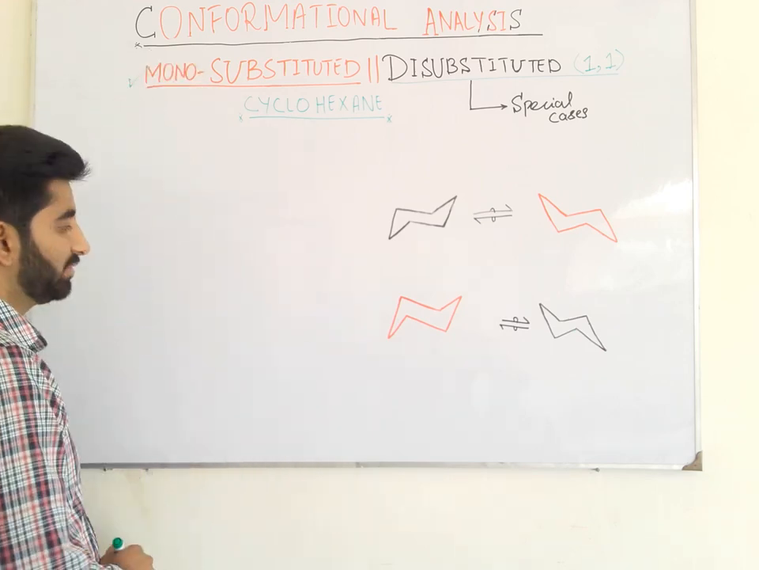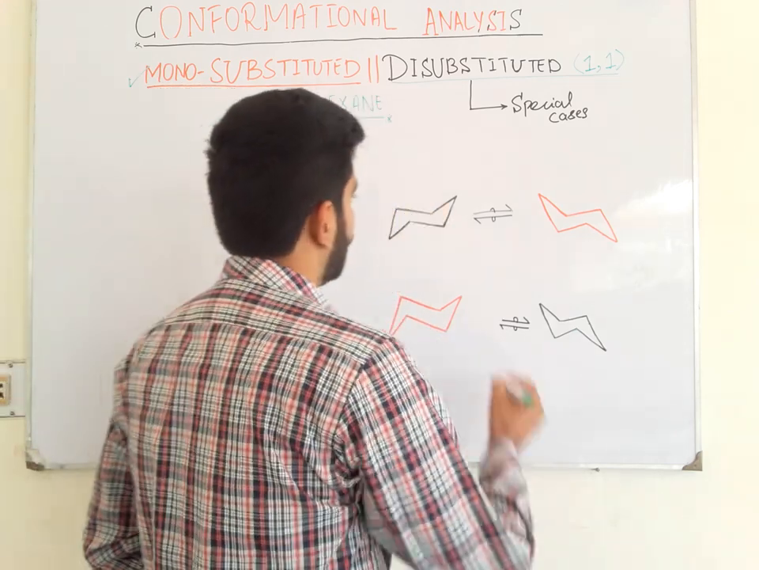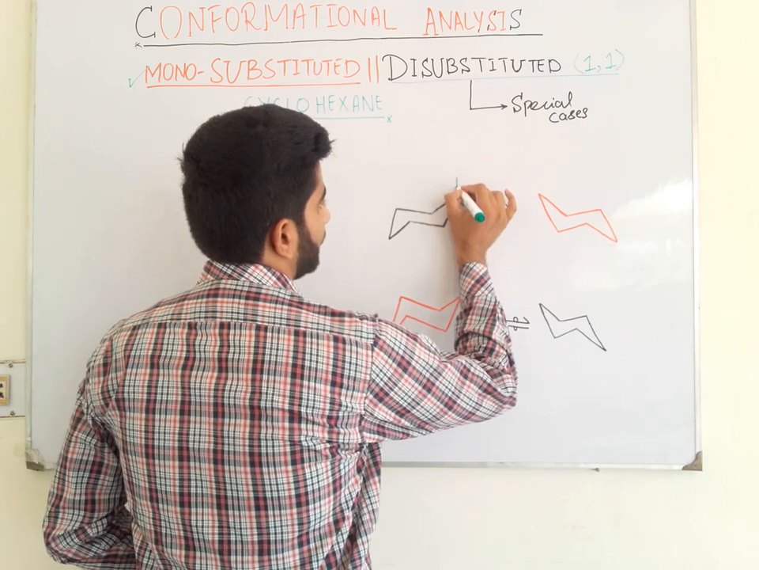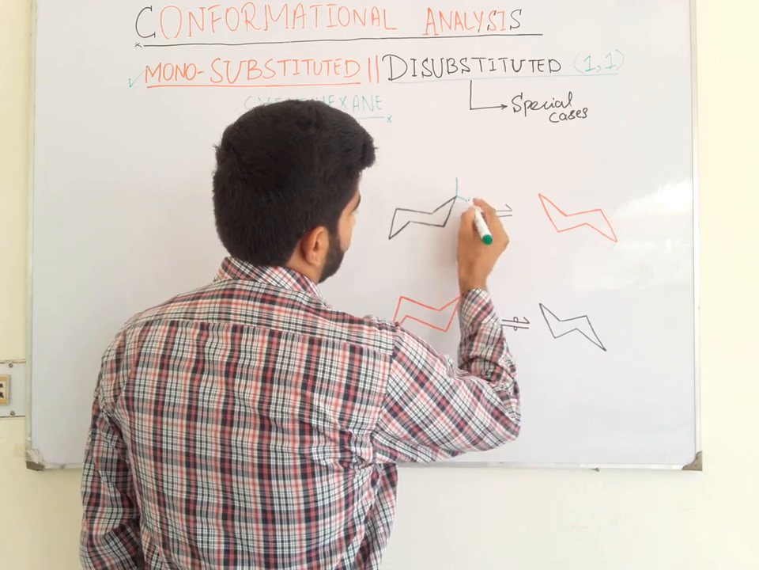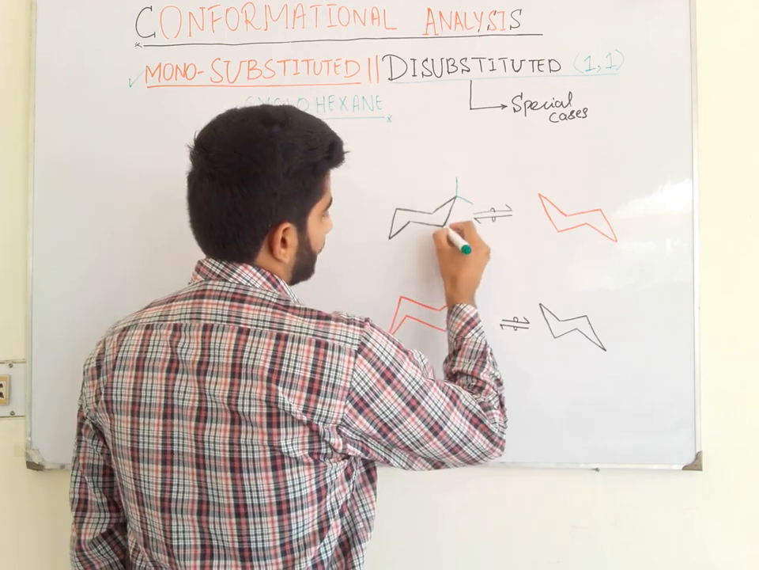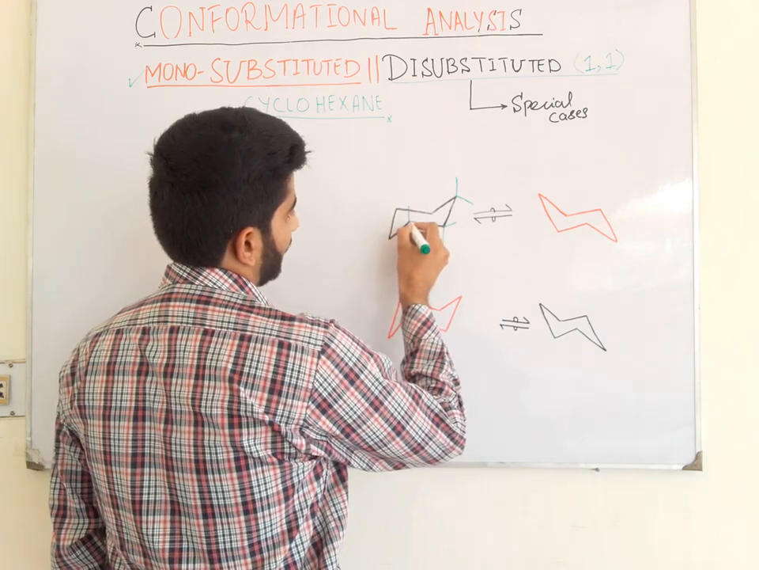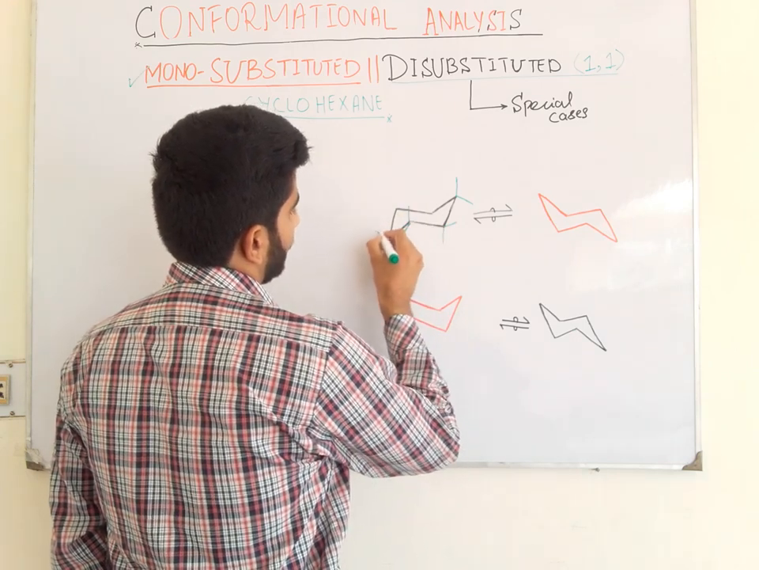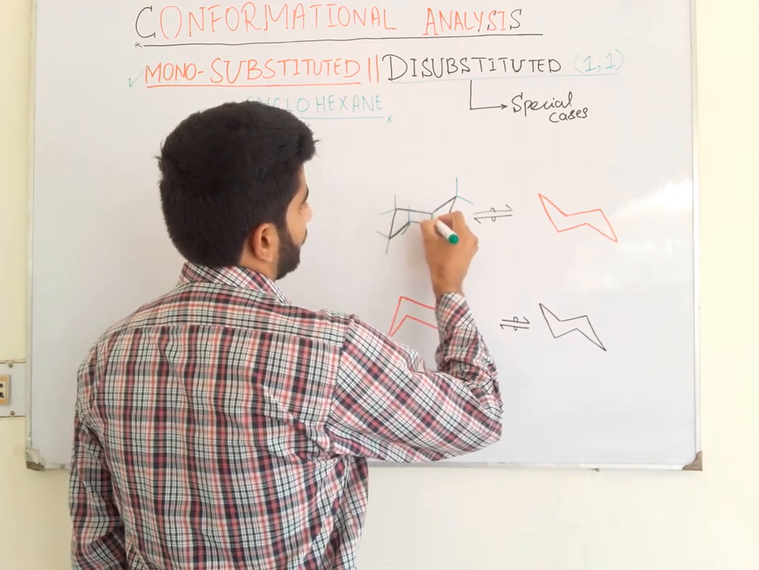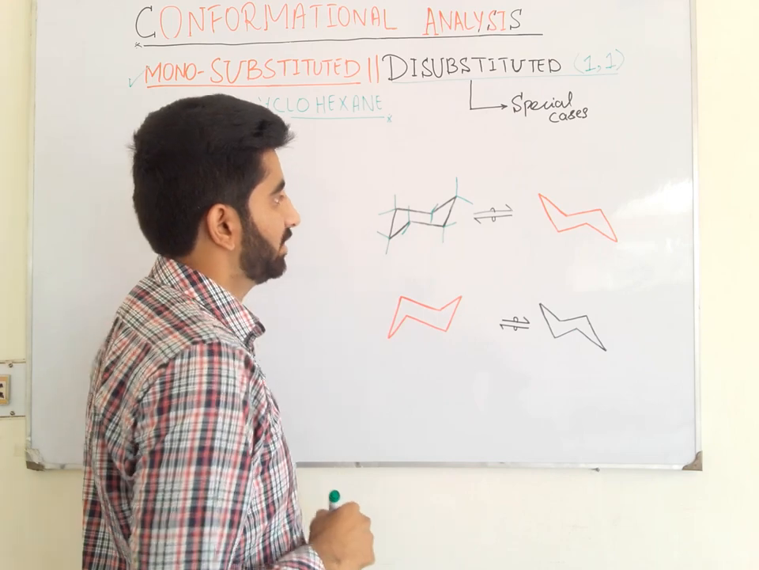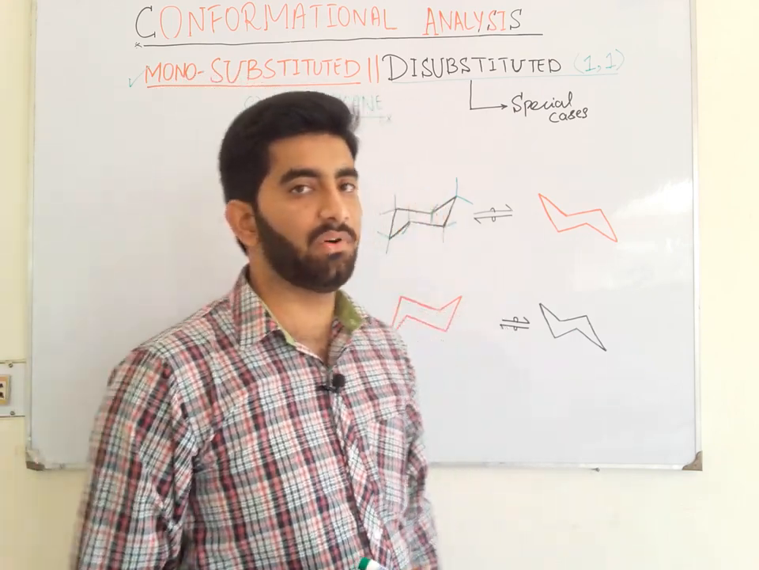We know that there are two types of bonds present. One is the equatorial bond and the other is the axial bond. So there is an axial bond present here, an equatorial bond present here. Similarly, there is an axial bond here, equatorial bond here, axial, equatorial, axial, equatorial, axial, and equatorial. So there are 6 axial bonds present in the chair-like conformation of cyclohexane and 6 equatorial bonds.